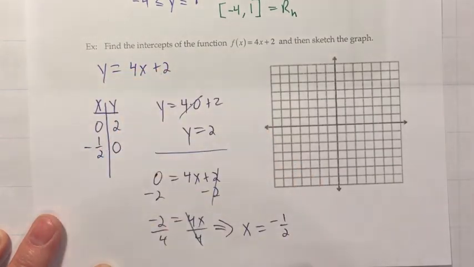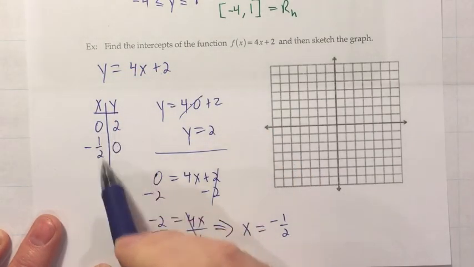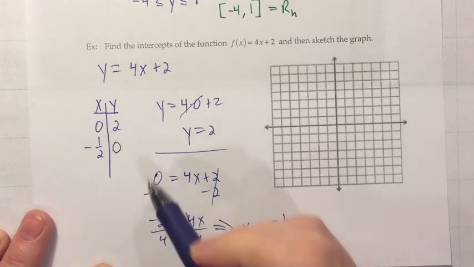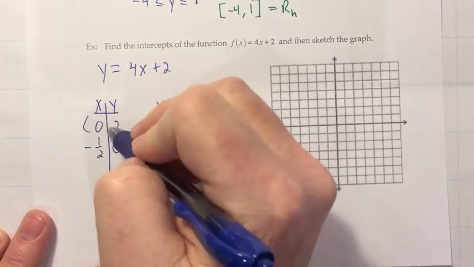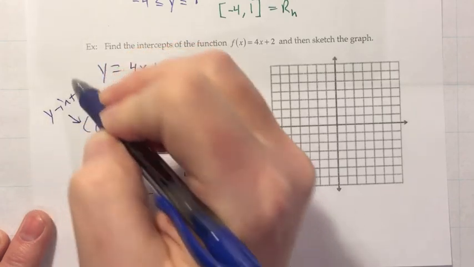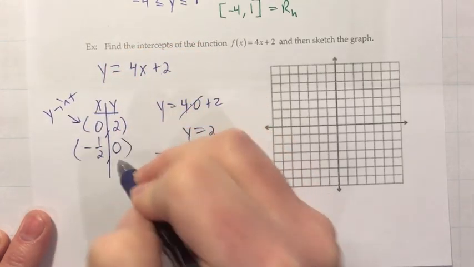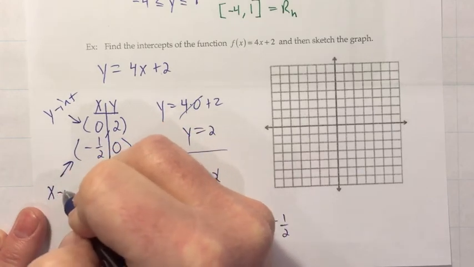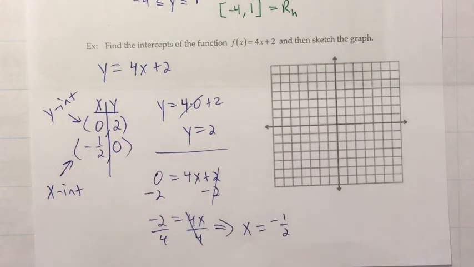And then it's usually common that they want to know which is which, so it's nice that you found them, but it's important you know which is which. So if you think of this as (0, 2), that would be the y-intercept, and then think of this as (-1/2, 0), and that ordered pair would be the x-intercept. Remember, intercepts are an ordered pair.